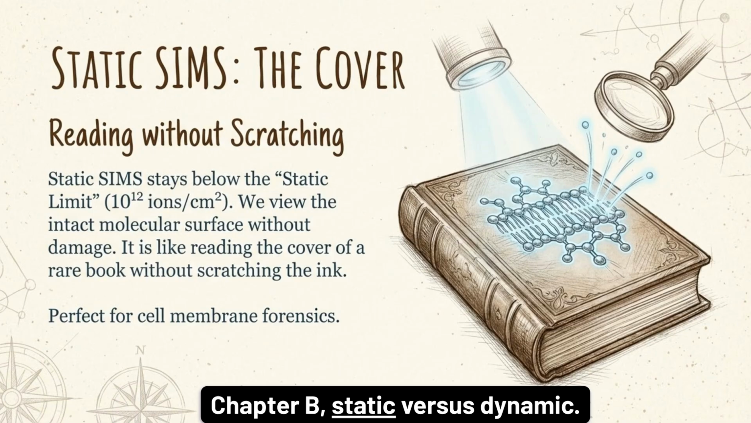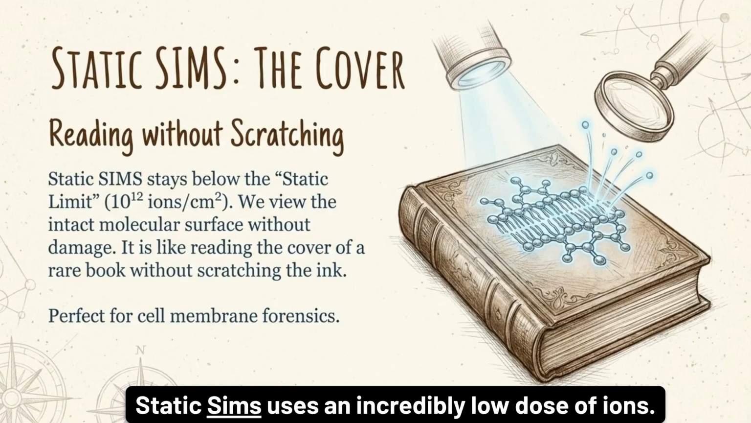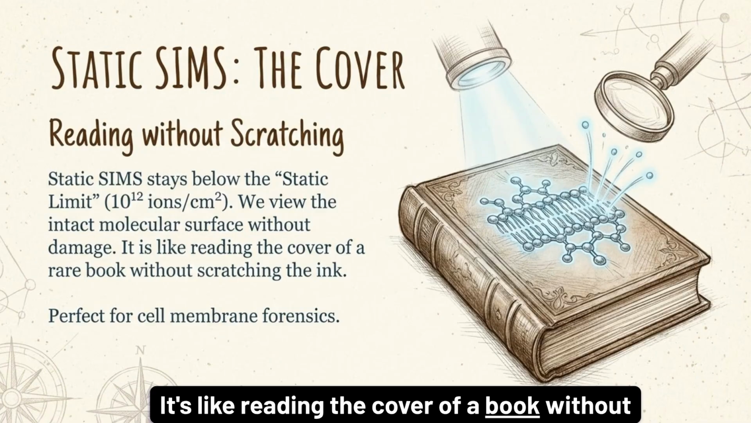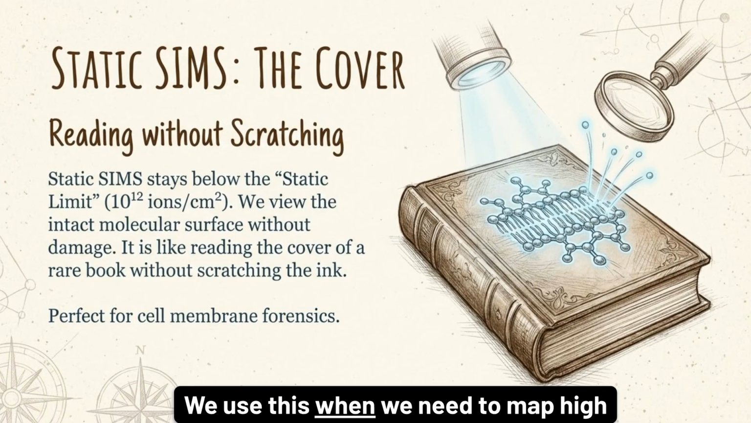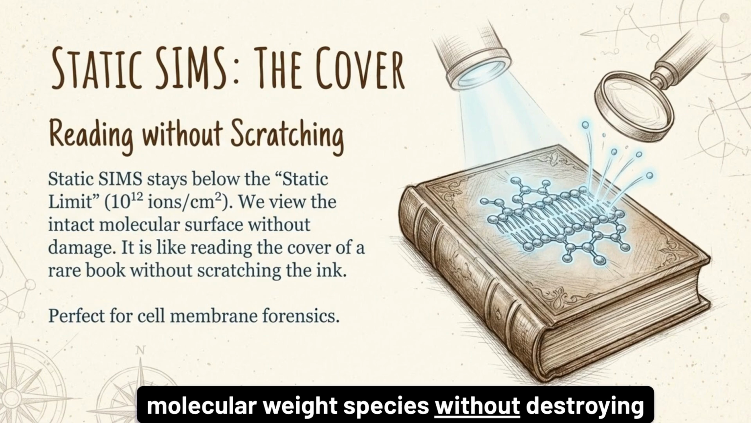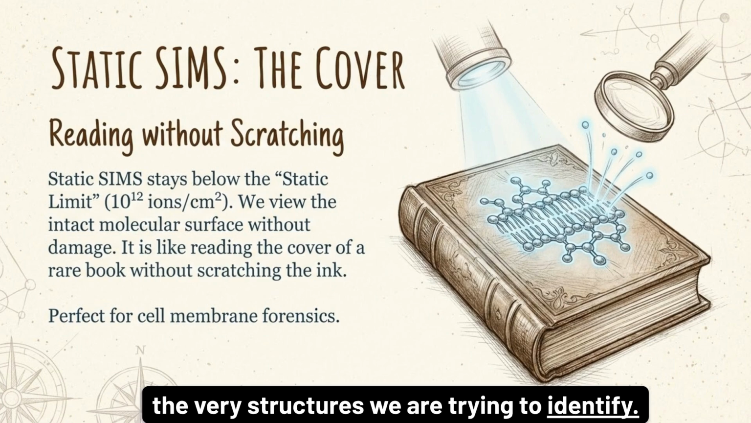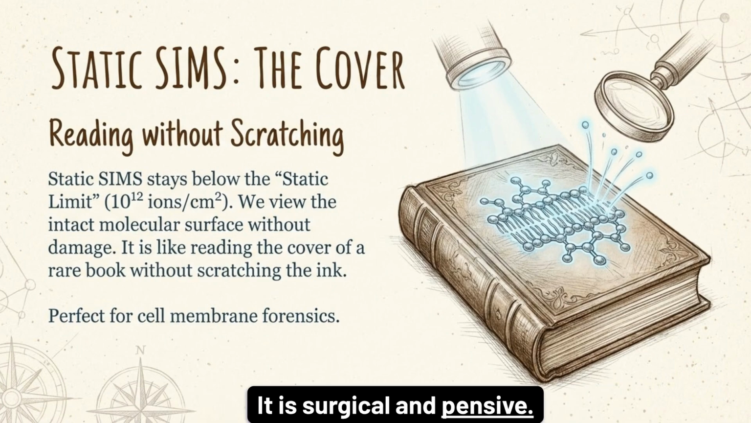Chapter B, static versus dynamic. Static SIMS uses an incredibly low dose of ions. It's like reading the cover of a book without scratching the ink. You see the intact molecular surface. We use this when we need to map high molecular weight species without destroying the very structures we are trying to identify. It is surgical and pensive.